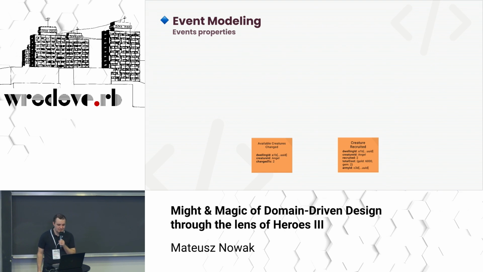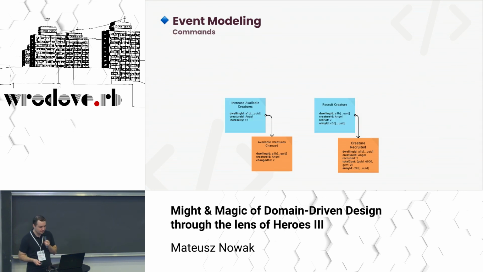For available creatures changed, we may ask where: in the dwelling with the given ID. Who was that? It was a creature with an ID, and the ID is Angel in this case, and it changed to 2. And the following event in the process is creature recruited, and in the same way: who was recruited, what was recruited, Angel, where, in the dwelling with ID, how many recruited, 2, what was the total cost, and to which army we wanted the angel to be joined.